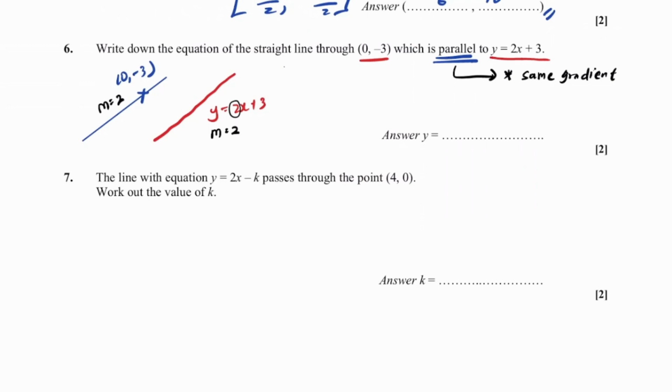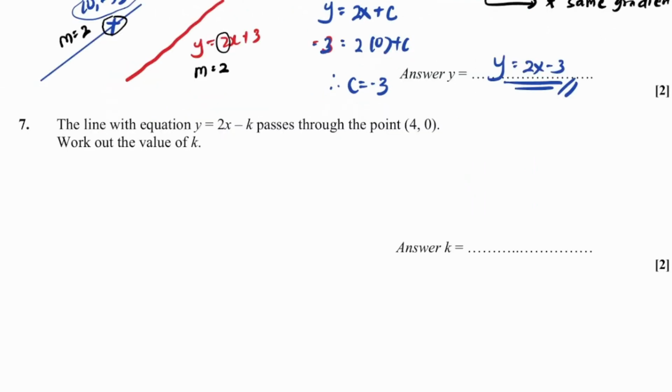So apply the equation y equal to mx plus c. The blue line has this equation, y is equal to 2x plus c. Our c is still unknown, so we have to find out using the point 0, negative 3. Why can we use the point 0, negative 3? Because that point is on the line. So plug in the value, negative 3 equals 2 times 0 plus c. Therefore, c is equal to negative 3. y is equal to 2x minus 3. This will be your final answer.